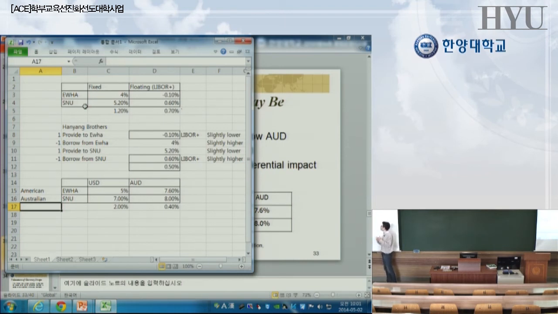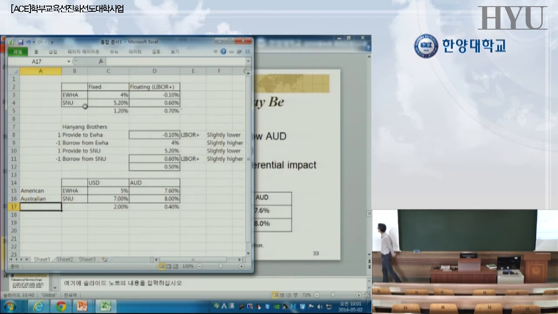But in the Australian market, although EYU is good, SNU is more recognized in the Australian market. So the gap between EYU and SNU is lower in the Australian market, right? That's the point. So again, you can make a deal. You will propose a deal.